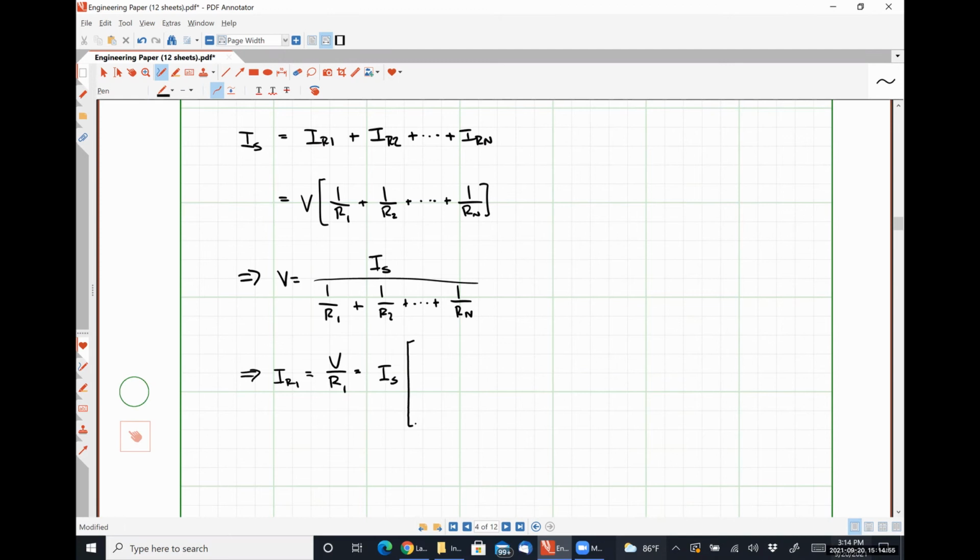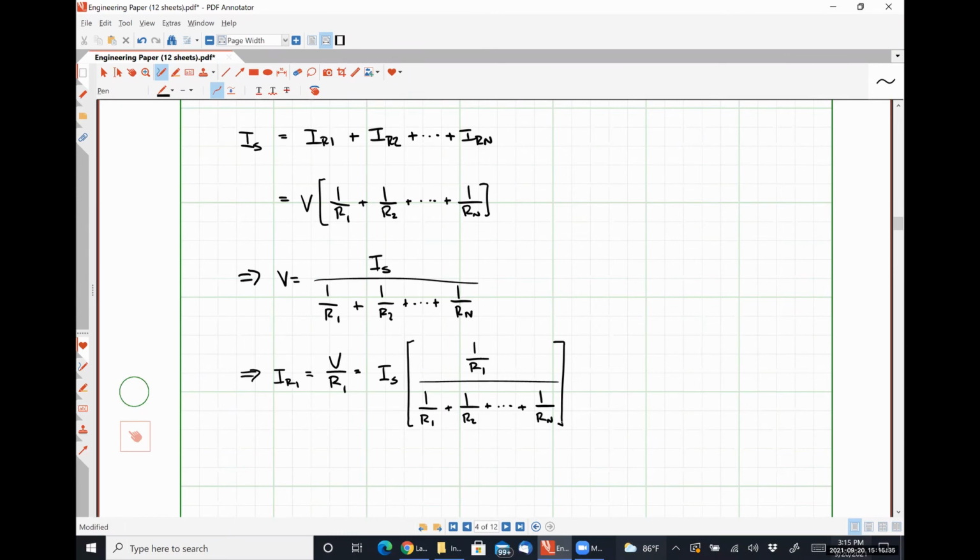IS, and then I have 1 over R1 divided by 1 over R1 plus 1 over R2 plus 1 over R sub n. So it winds up being a very similar formulation to that we saw for voltage, except that now we wind up using the reciprocals. And it's because all of the elements are connected in parallel, not in series. Okay?